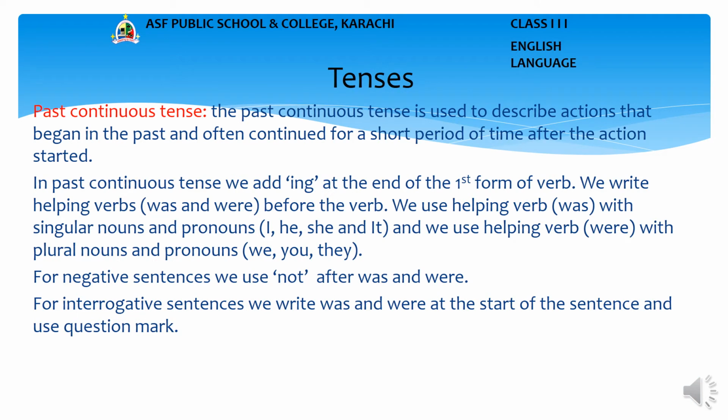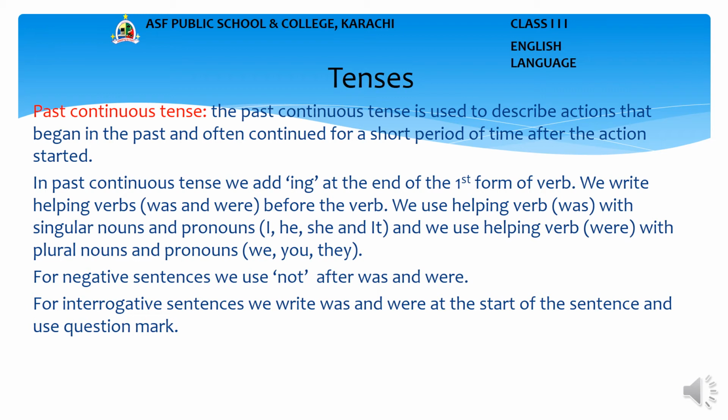Dear student, now I am going to teach you about past continuous tense. What is past continuous tense? The past continuous tense is used to describe actions that began in the past and often continued for a short period of time after the action started. In past continuous tense, we add ing at the end of the first form of verb. We write helping verb was and were before the verb.